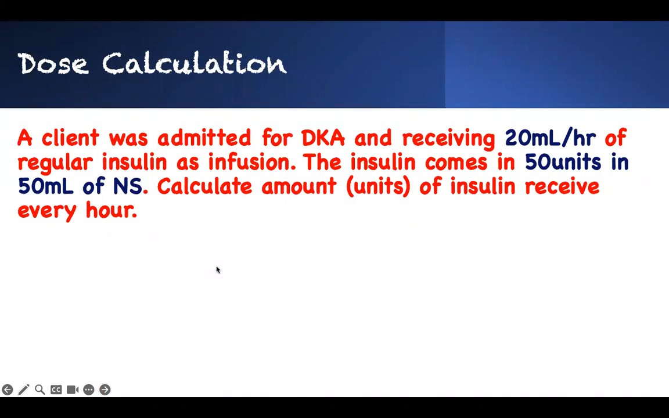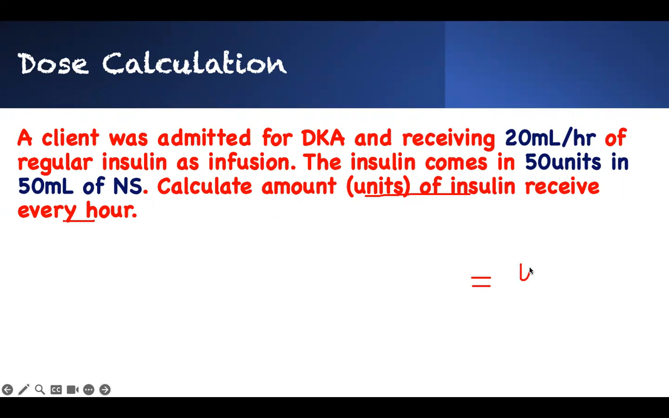Same thing. A client was admitted for what? DKA and receiving what? 20 ml per hour of regular insulin as an infusion. They will write it, but just relax. Don't worry. It looks confusing. The insulin comes in what? 50 units in 50 ml of normal saline. Calculate the amount in units of insulin received every hour. Just step back, okay? I need my answer to be what? Units of insulin received every hour.